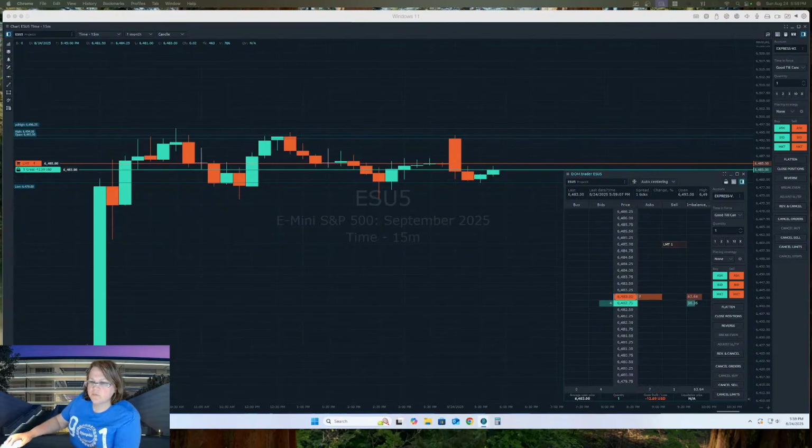I'm not super confident in this long right here, especially if they do a TTO here on this 15-minute time frame. We are coming up on a new hour, so we could get a little bit of pullback here. Usually that happens around the start of a new hour.